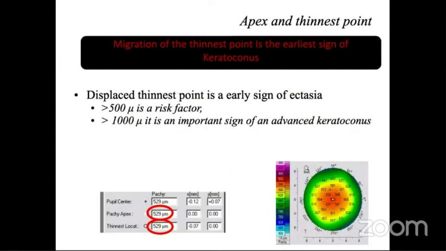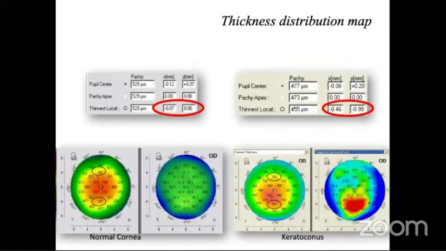And migration of the thinnest point again could be an early sign of keratoconus. So make sure the thinnest location is not suspicious if it's more than 500 microns from the center, and it's certainly a sign of keratoconus if it is 1 millimeter away from the center. So here you have a thinnest point more towards the center in your left cornea, which is normal, and in the right cornea it is close to 1 mm away from the center, which is a sign of keratoconus.